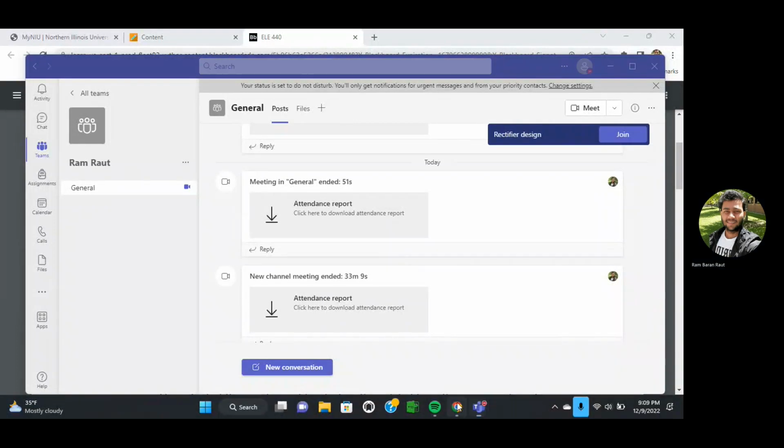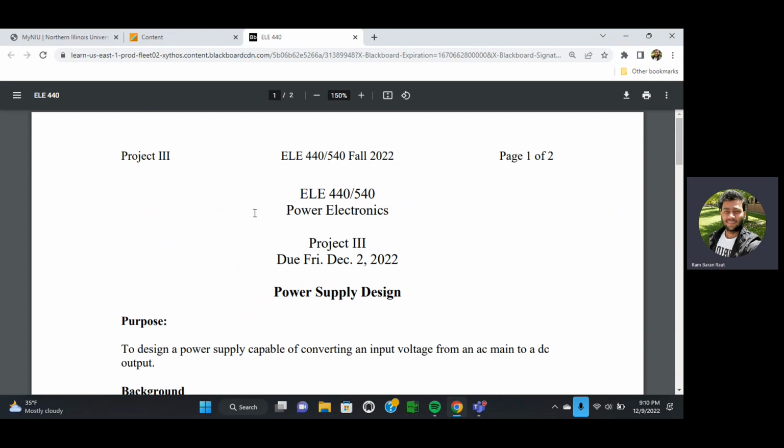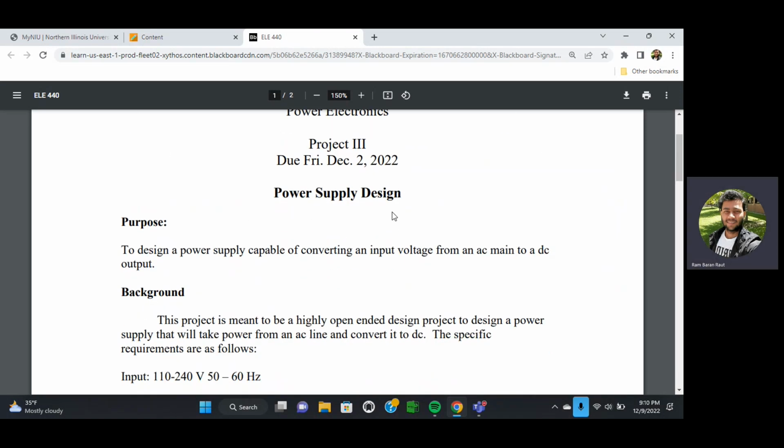So I have done this project, which was my final project for power electronics. The course title is 440, and 540 for graduate students, and it was combined. It's more like power supply design. So here there will be 3 designs: a step down transformer, then a full wave rectifier circuit, then I will be using a buck converter.